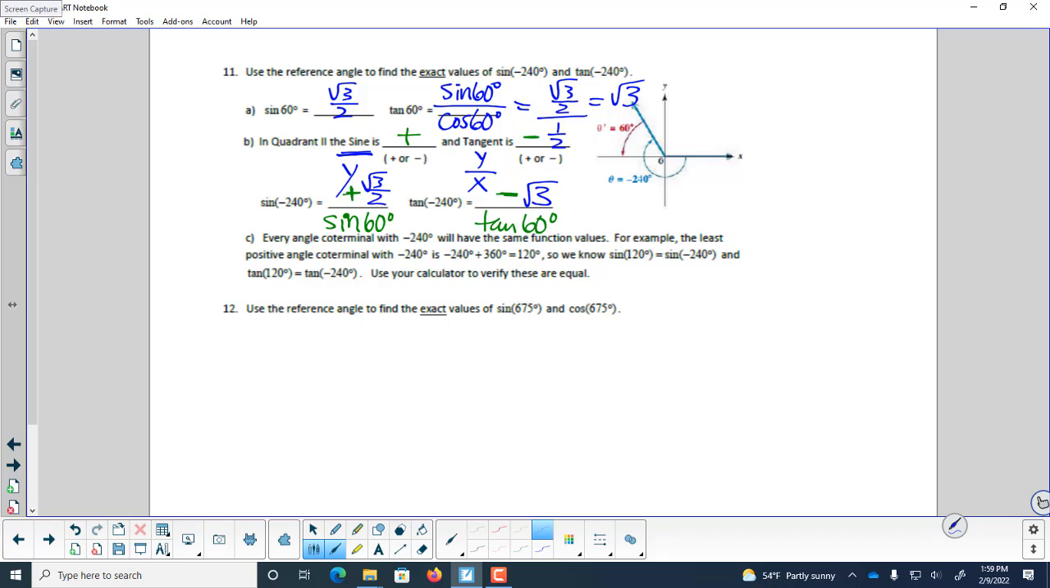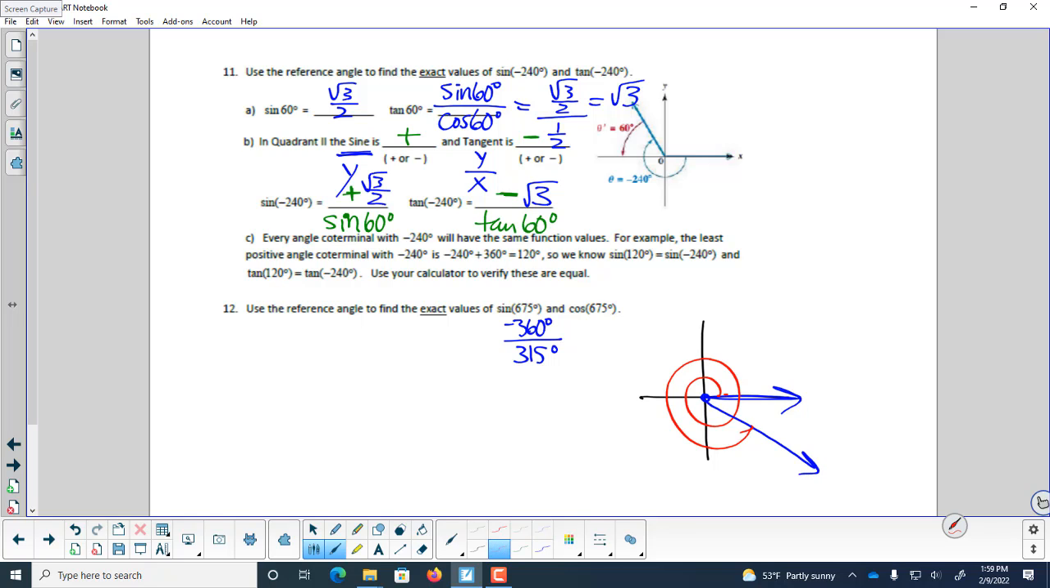So here's the thing. 675. First thing I need to know is what quadrant it is in. So you tell me, how are you going to decide what quadrant that angle terminates in? So here's my initial side. It's going to rotate in the positive direction. Where's the terminal side going to land? Quadrant 4. Okay, how'd you do that? You subtract 360, get rid of the full rotations. What's that going to be? 315. Okay, that's why we said find the least positive angle coterminal, because that's where we decide the quadrant. Good job.